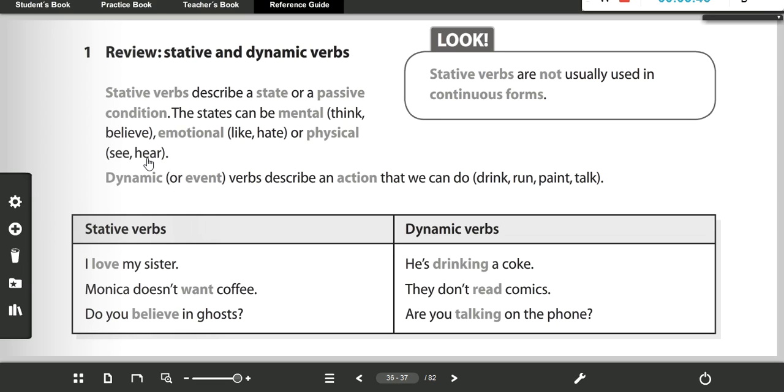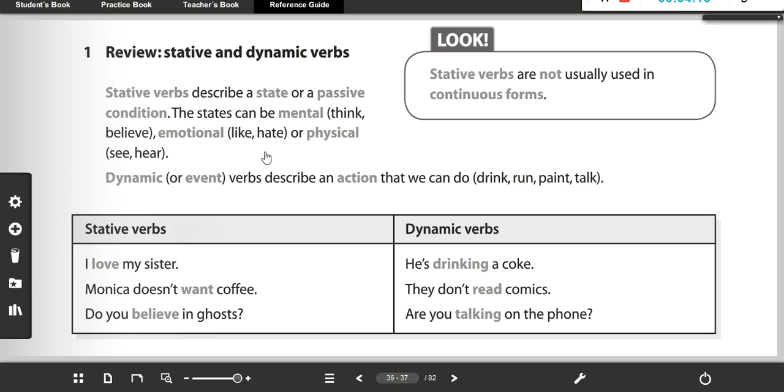Ok, that is what is not on purpose. Por eso les digo que una característica de los stative verbs is not on purpose. Ok, dynamic. Puede ser event. Verb describes an action that we can do. Y además is on purpose. Eso es algo, o sea, es a propósito. Yes, drink, run, paint, talk. Si yo no quiero, agarro cero a la boca y no hablo. No platico contigo. ¿Ya? ¿Yes?